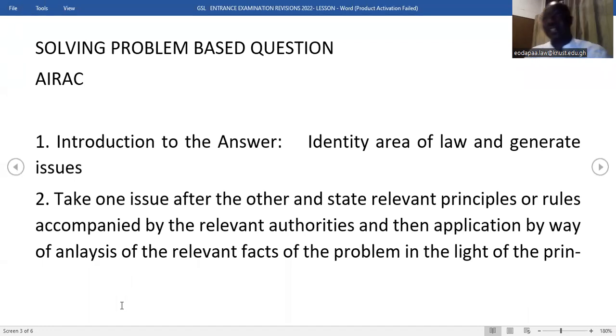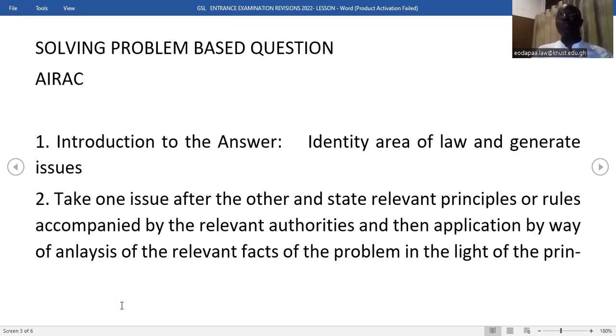And in doing that, it may well be that there is a case law, a decided case, whose facts are more or less on all fours, or are materially the same as the problem that you have. If that is the case, as part of your analysis and application, you may cite that case as buttressing a particular conclusion that you are trying to arrive at as far as that issue is concerned.